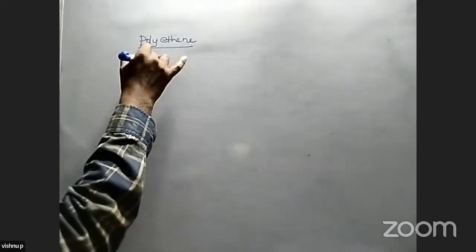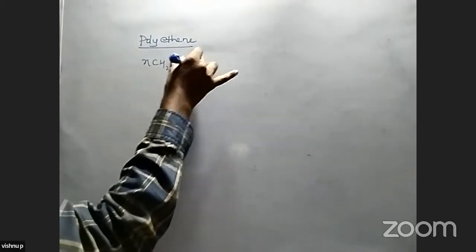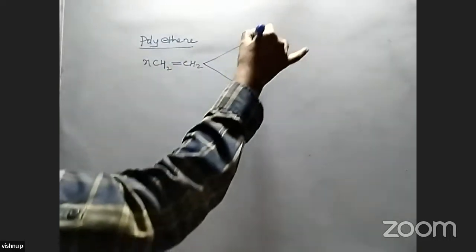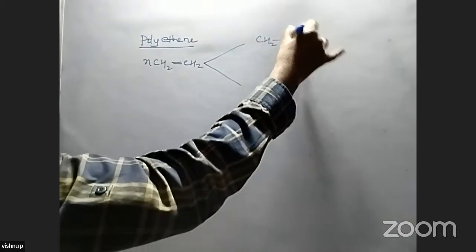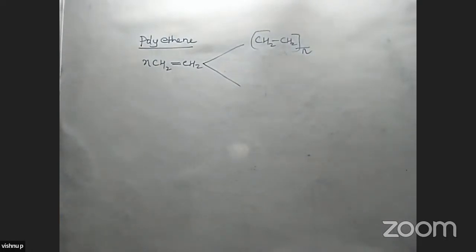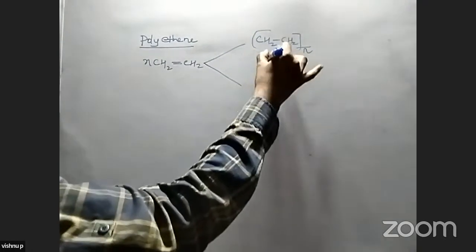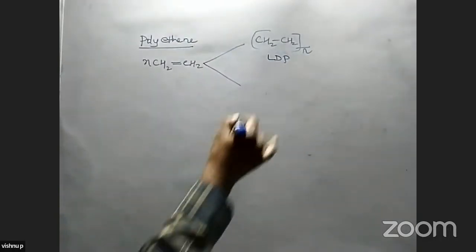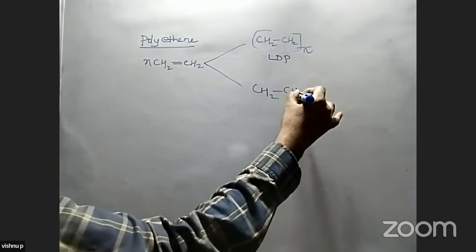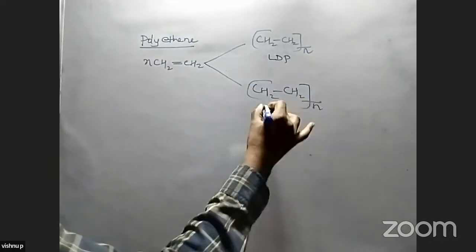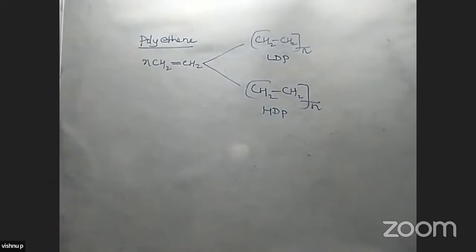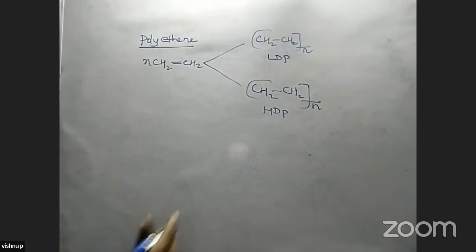First, we start with polythene. Many ethene molecules combine to form polythene in this reaction. Polythene is of two types: low density polythene and high density polythene.